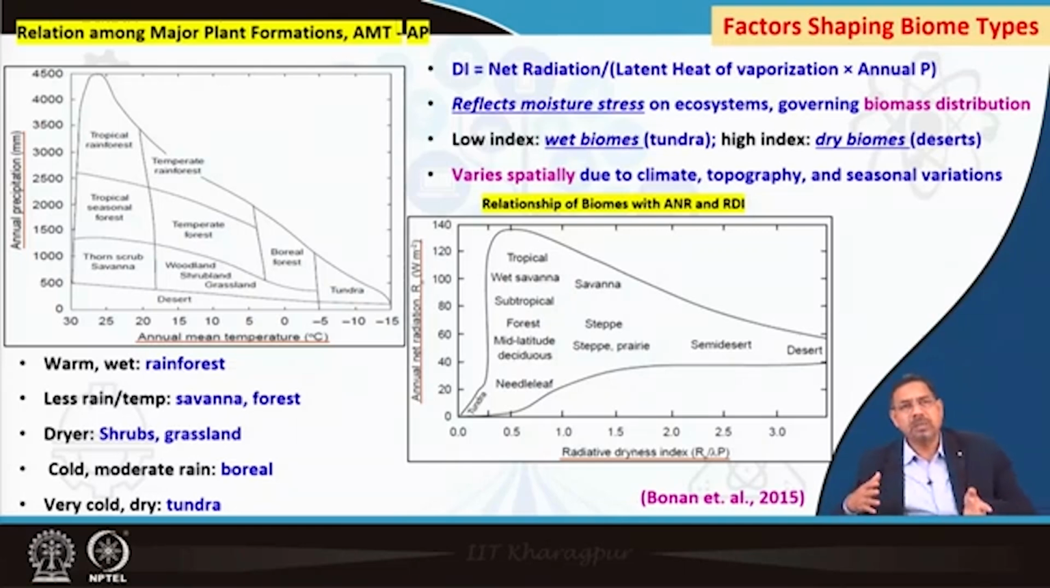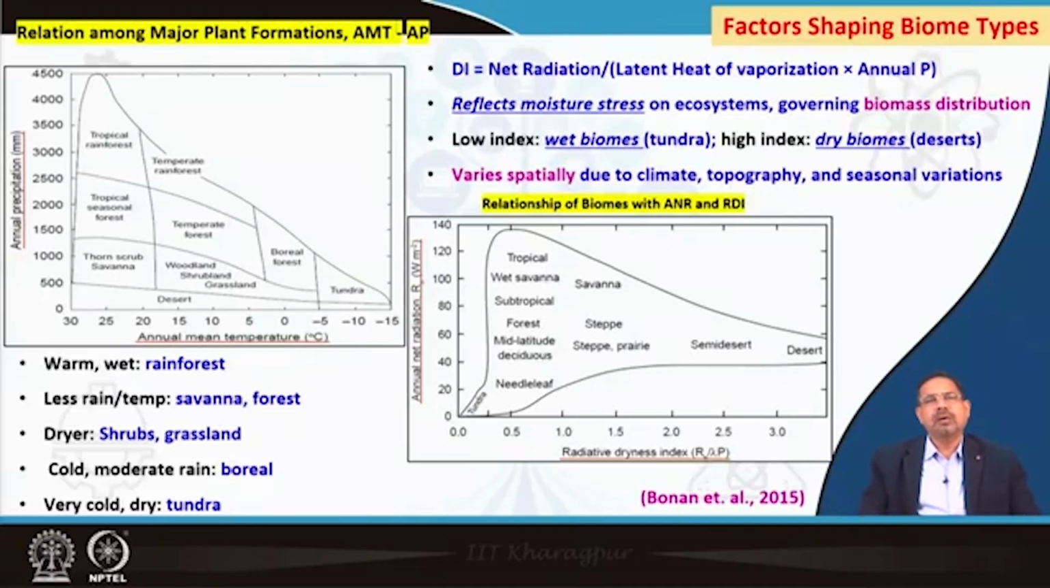So, what I mean to say is, based on this, the whole terrestrial area over the earth surface can be categorized based only on the mean annual temperature and precipitation availability. So, warm wet rainforest; less rain and temperature, savanna and forest in a broad sense; drier scrubs and grasslands; cold moderate rain, then boreal or alpine; and very cold dry, we say tundra kind of vegetation.